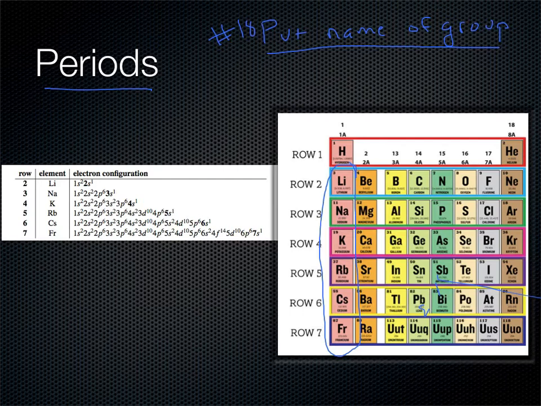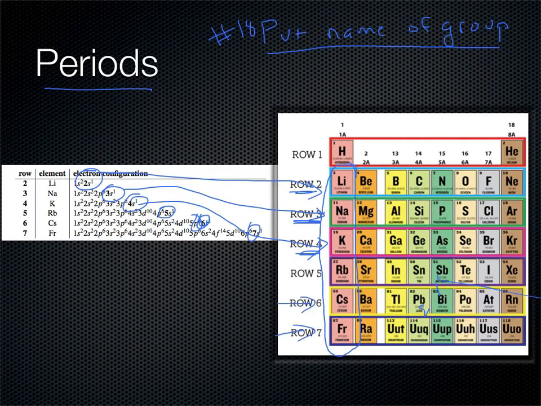And notice here, this is what they're trying to show you. 2S, that's this one. 3S, that's this one. 4S, that's this one. Notice that 4S is in row 4, 3S is in row 3, 2S in row 2. And so I think what they're trying to point out here is that last level, the outer level, tells you what row in the periodic table you should be in.